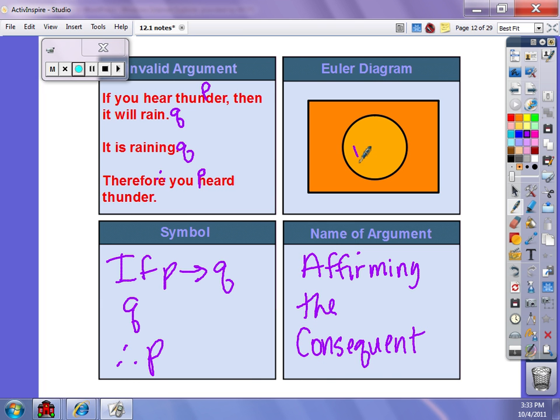Here is I hear thunder. Out here is rain. Now let's test our argument. It's raining. This is one of my premises. Okay, so I know that I'm definitely on the board. But does that automatically mean I heard thunder, which is my conclusion statement? No. I'm either here or here. It could be either place. And because I don't know, this is invalid.